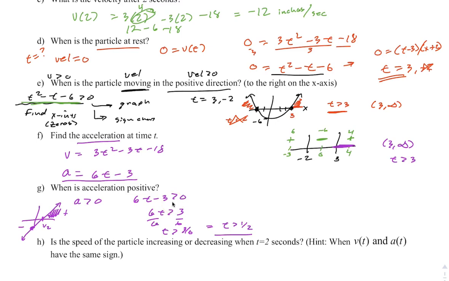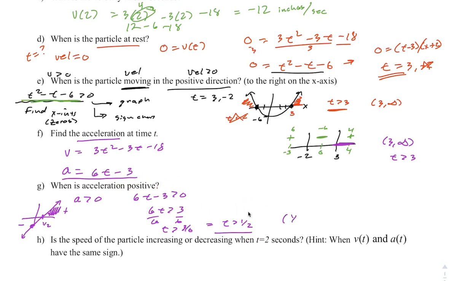So when is acceleration positive? You set the acceleration greater than 0 and solve it. I get t greater than 1/2, or 1/2 to infinity in interval notation.